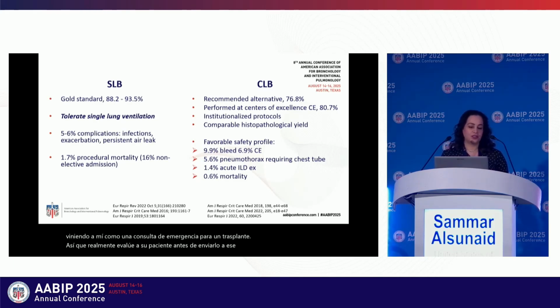There's a high complication rate, there is a procedural mortality rate, and so the alternative, which is cryobiopsy, may look a little bit more attractive, but we're going to talk about that as well. So it does have, like I said, a good histopathological diagnostic yield. It matters where you do it. Centers of excellence have a higher yield. Centers of excellence are 70 plus cases. You have to have institutionalized protocols for that, and like we said, comparable histopathological yield, but also a favorable safety outcome.